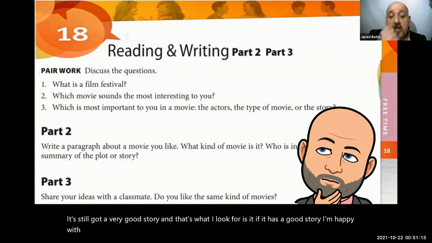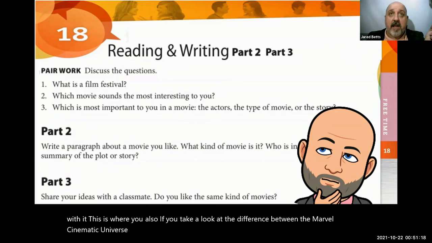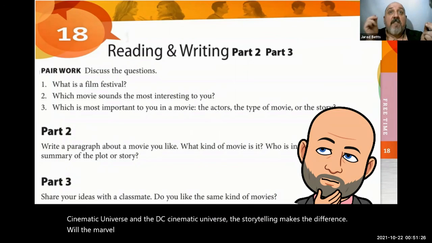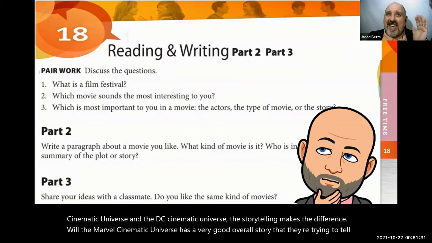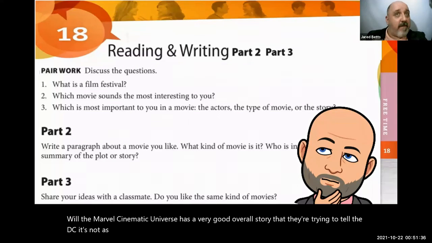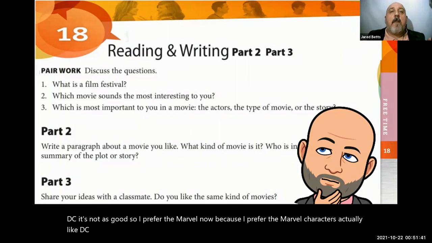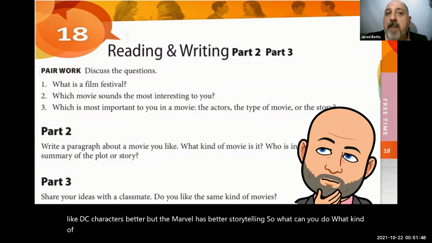This is where you also, if you take a look at the difference between the Marvel Cinematic Universe and the DC Cinematic Universe, the storytelling makes the difference. The Marvel Cinematic Universe has a very good overall story that they're trying to tell. The DC, it's not as good. So I prefer the Marvel, not because I prefer the Marvel characters. I actually like DC characters better, but the Marvel has better storytelling. So what can you do? What kind of movies would you tell me about?